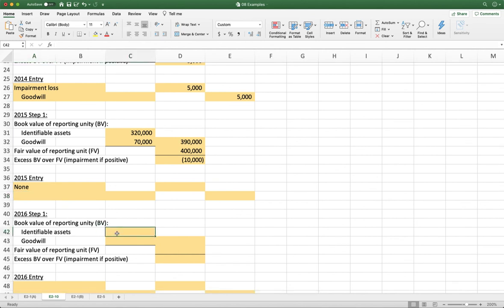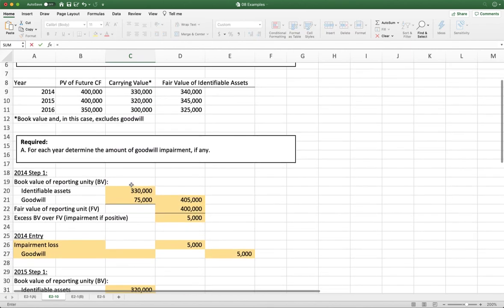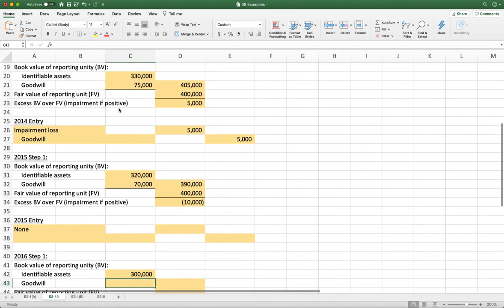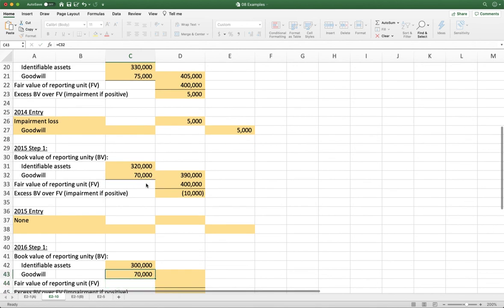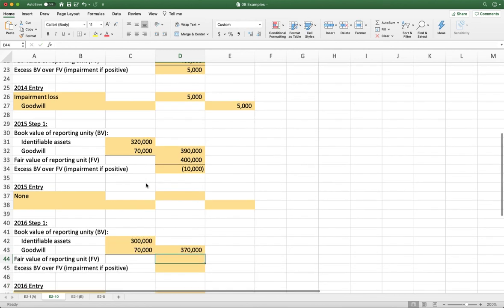Okay, and then we have one more year. So again, we're going to compare the book value of our reporting unit to the fair value. Our identifiable assets, our net identifiable assets, have a carrying value of $300,000. Goodwill last year was $70,000, and we didn't impair it any further, so it's still $70,000, which means the book value of our reporting unit, when we add these two together, is $370,000.